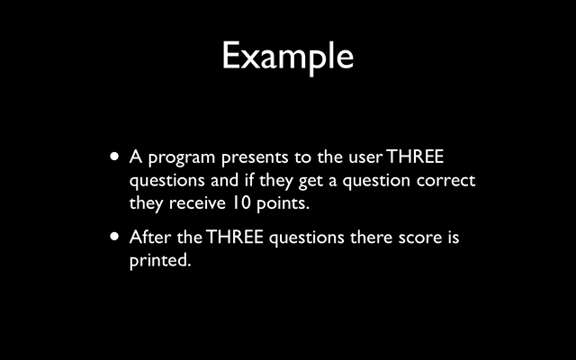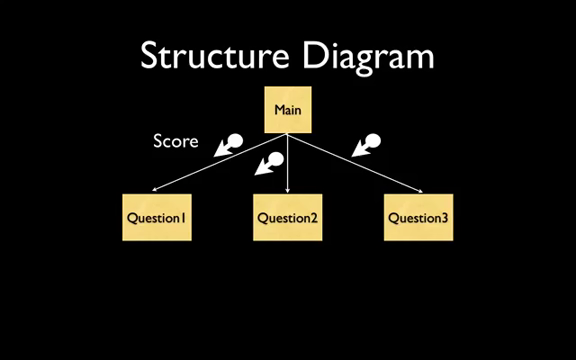So we're going to look at a practical example that's going to explain all this. It's a very simple program. It presents to the user 3 questions. If they get a question correct, they receive 10 points. After the 3 questions, their score is then printed. So when looking at this structure diagram, we can see that score is the parameter that we want to pass from the main module to each of the 3 questions. We don't want that score to be reset, so if they get question 1 right, we want that to stay at 10 when they run question 2. So we don't want it to go back to 0. So if they get all 3 questions right, score should go 10, 20, and then 30. So it shouldn't reset at all.